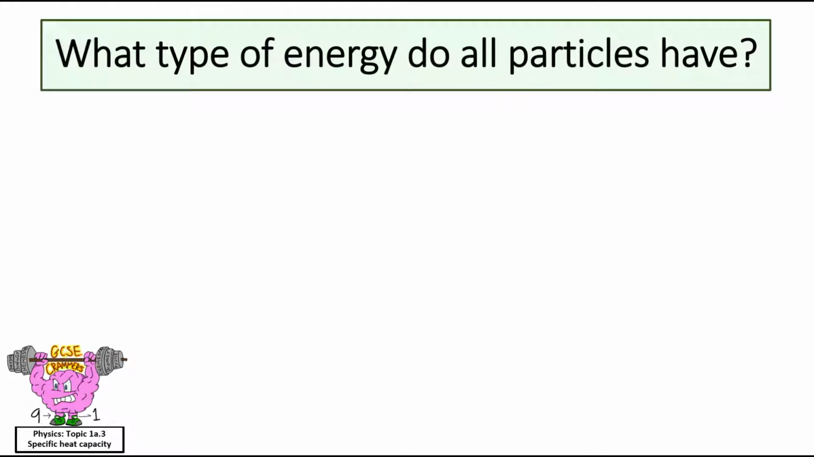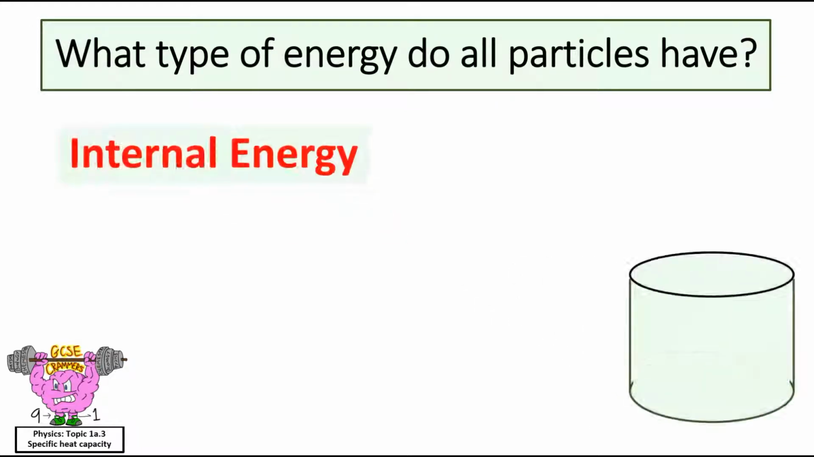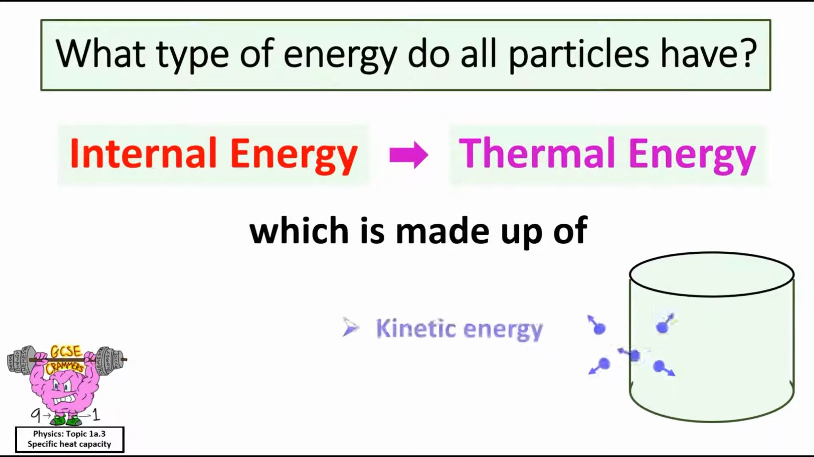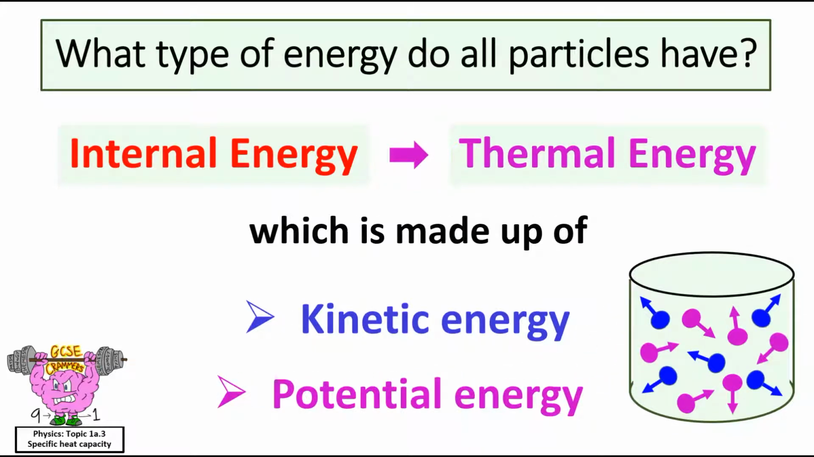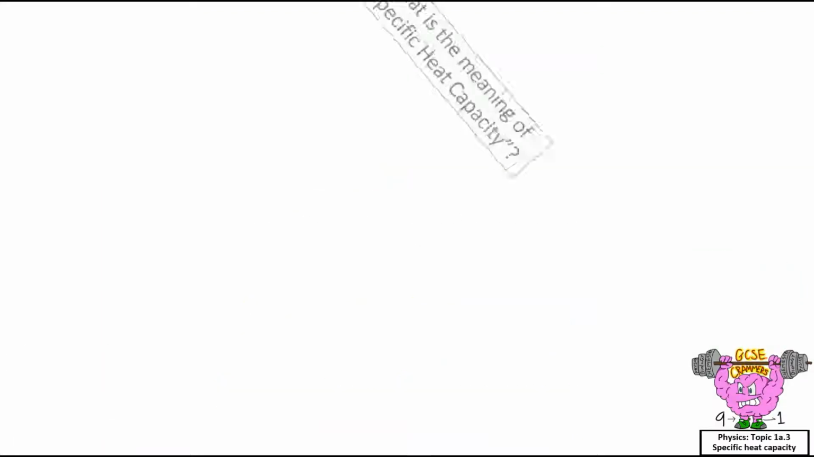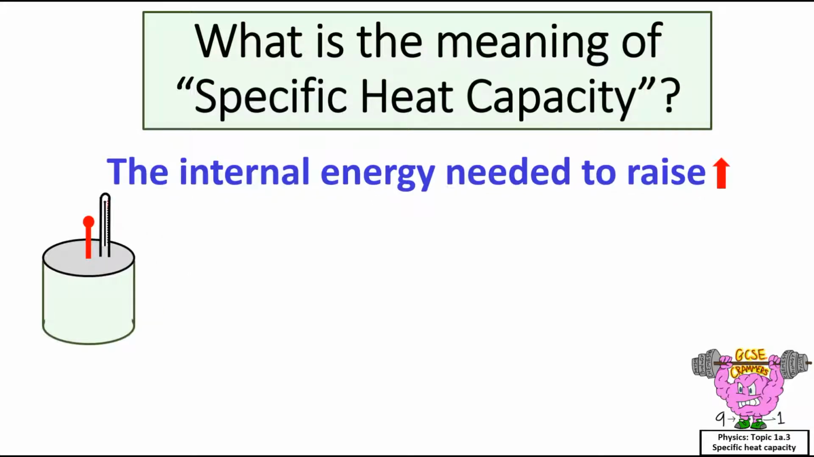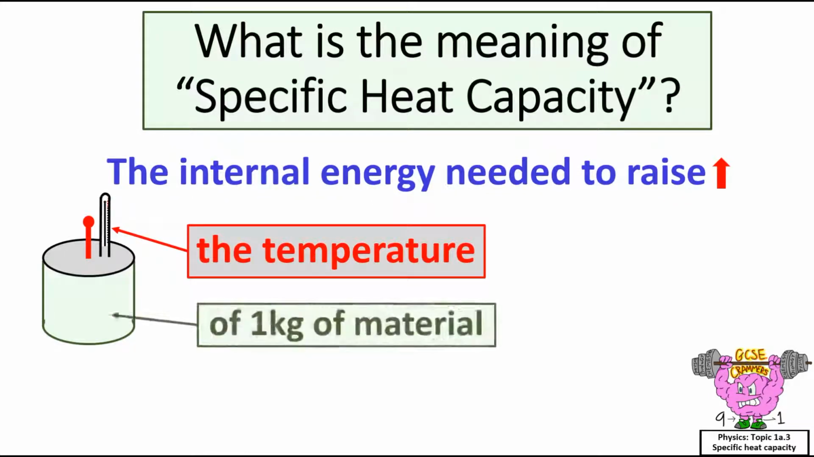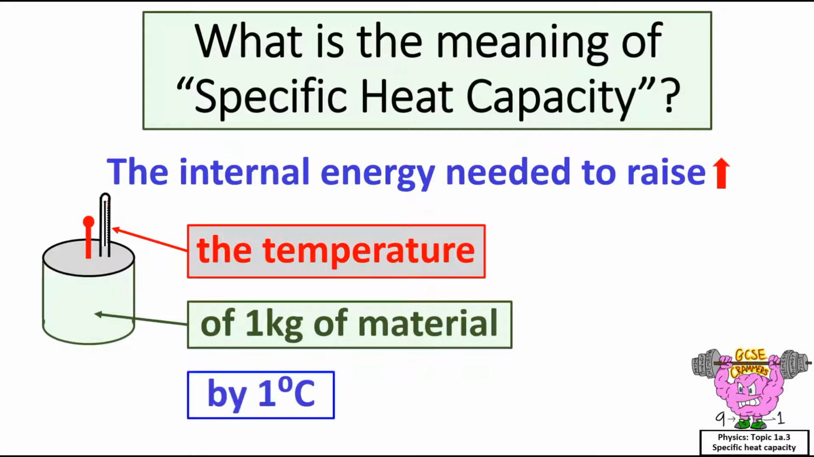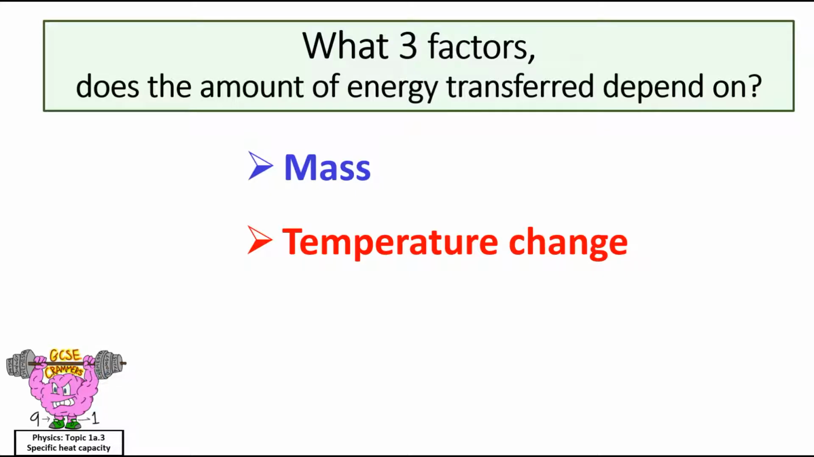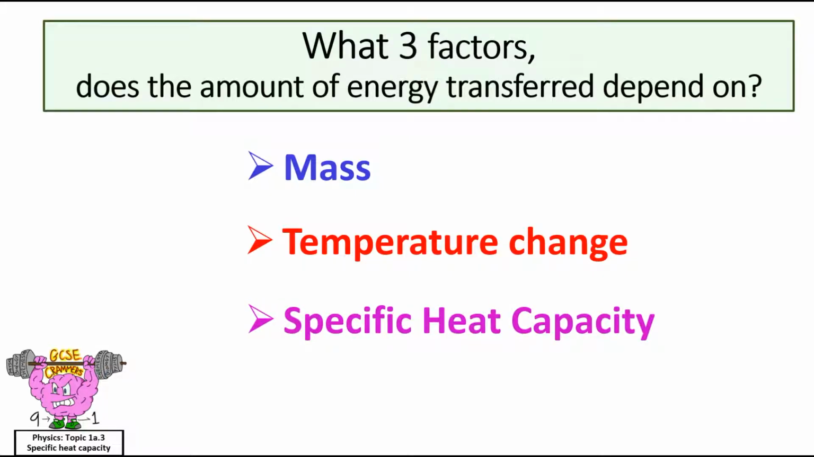What type of energy do all particles have? Internal energy or thermal energy, which is made up of kinetic energy and potential energy. What is the meaning of specific heat capacity? The internal energy needed to raise the temperature of 1 kilogram of material by 1 degree C. What three factors does the amount of energy transferred depend on? Mass, temperature change, and specific heat capacity.